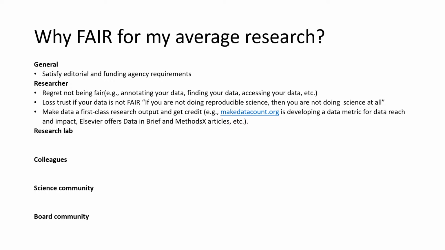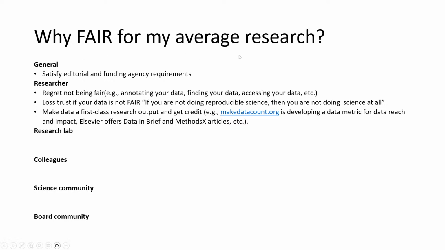But another advantage is that you can make data a first class research output. Some journals, for example Elsevier, let you publish your main article, and with this main article you can publish two additional articles. You can publish one article called Data in Brief, where you annotate and describe your data in detail, how it was collected, what it means, everything about your data. That could be an article that you publish with your main article.